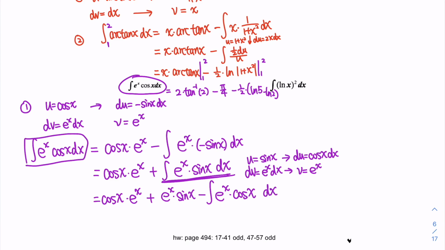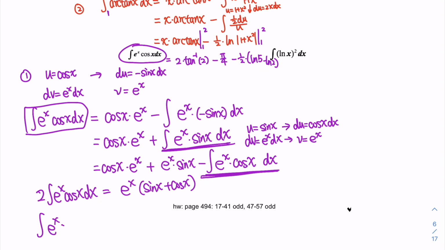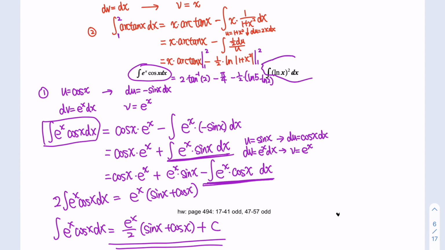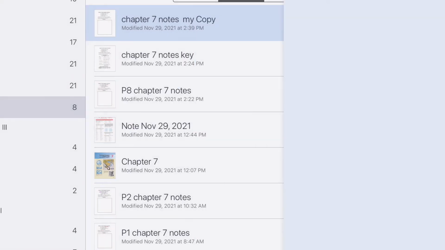So the left side is this, and on the right side we also have this. We are going to move this term to the left. So twice the integral of e to the x cosine of x dx equals e to the x times sine of x plus cosine of x. So our final answer is e to the x over 2 times sine of x plus cosine of x, plus constant c. Okay, everybody, you can work on this problem yourself and compare your answers with mine.